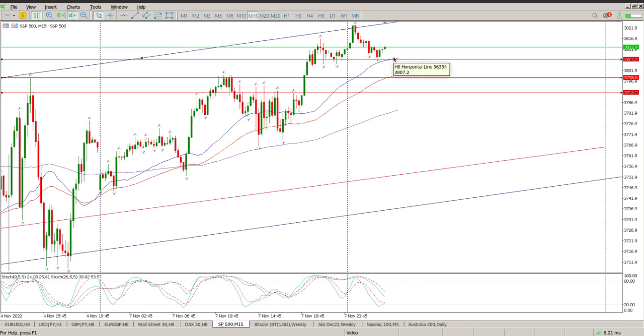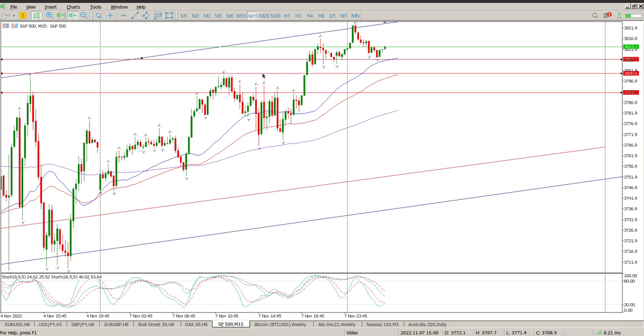Now, first level to pay attention to is 3807. Then you have this 3798 or 3800, I think, is probably what you really want to be paying attention to, which is going to be there, I assume. Yeah, 3800. And then just below 3800 is 3791.